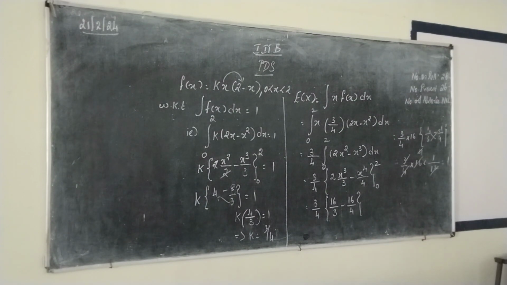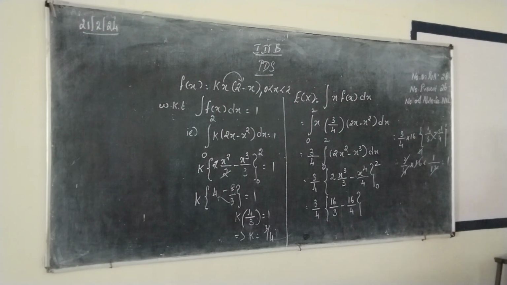So what is the next to identify? Variance. What is the formula for variance? E of x square minus E of x the whole square. Okay. So first start finding what is E of x square. Similar way, we are writing x square into f of x instead of x into f of x.